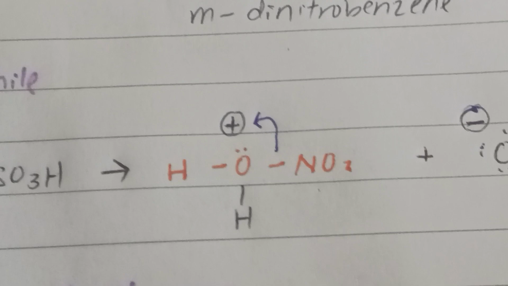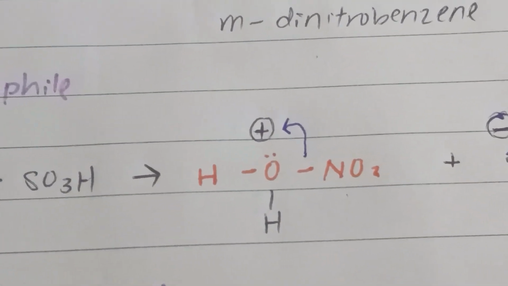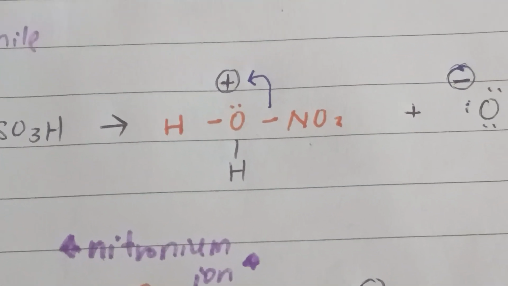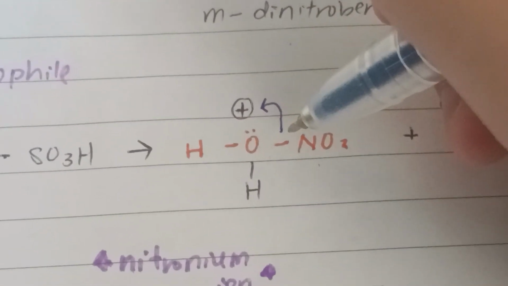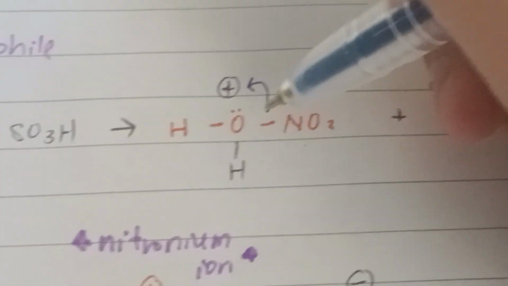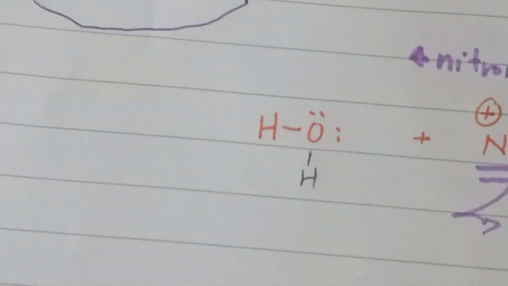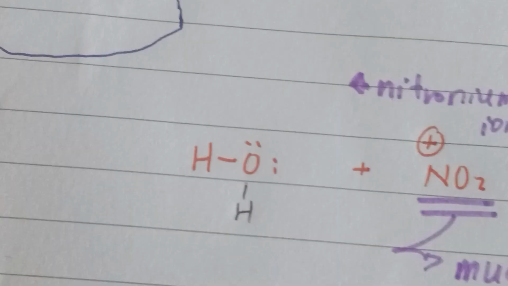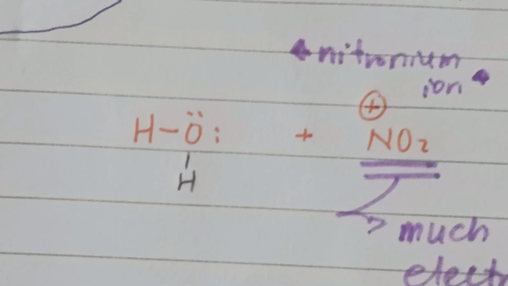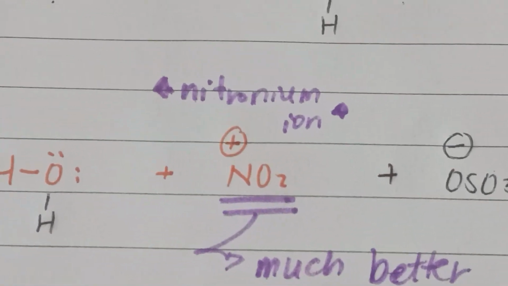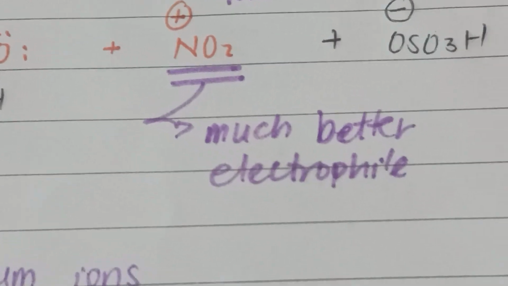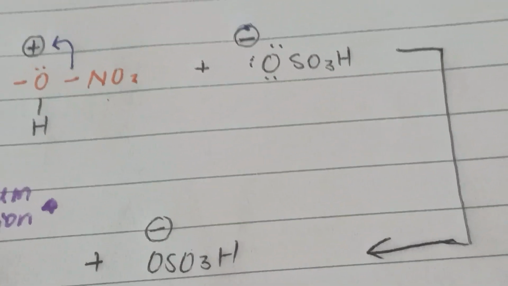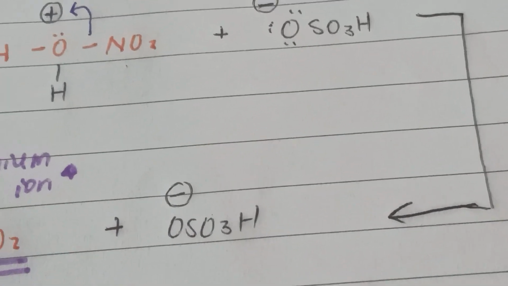And when the two electrons here form a double bond, this will break off, forming a water molecule and the nitronium ion. It is a much better electrophile. And this ion over here, just copy and paste. Very easy.